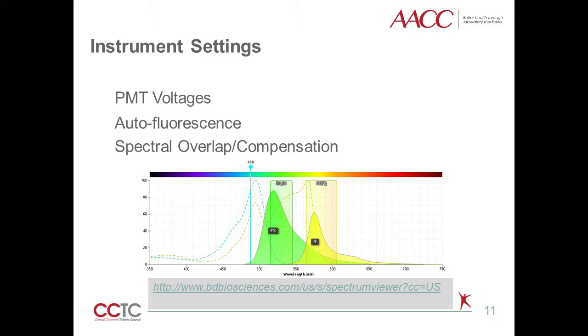There are several online tools available for viewing the spectral signatures of the available fluorescent dyes and labels. Here is an example from one of these tools showing the spectral overlap between two commonly used fluorescent labels, fluorescein isothiocyanate, FITC, and phycoerythrin, PE. You can see that both can be excited by the 488 nanometer laser, the dashed line.